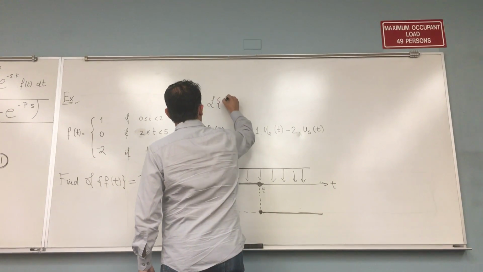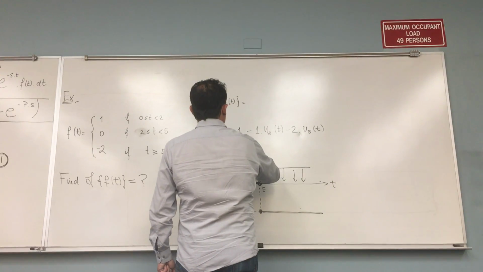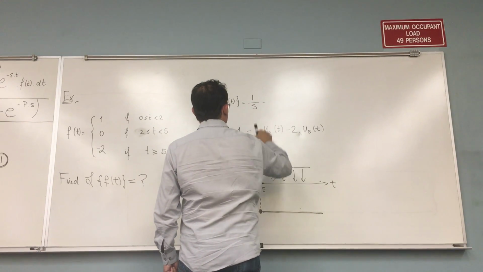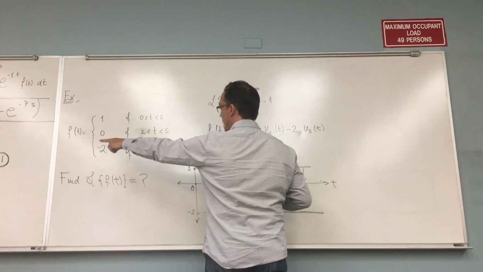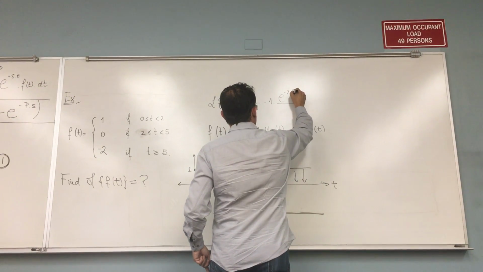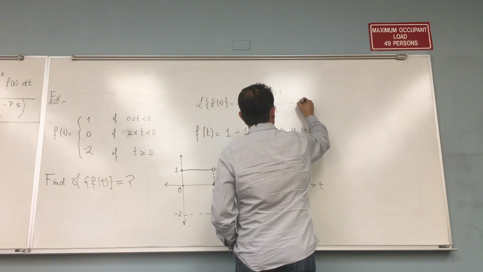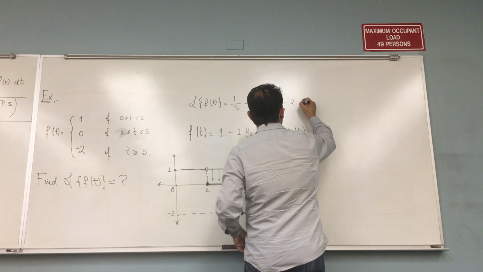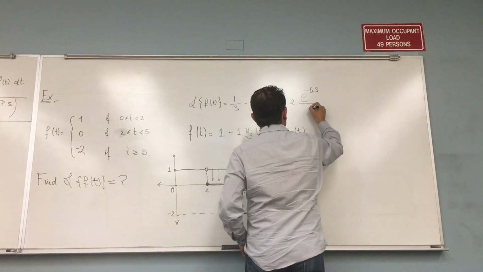Let's take the Laplace transform here. What's the Laplace transform of 1? So that's the first. Minus 1 times the Laplace transform of this. But using formula number 1, when a is equal to 2, what's that equal to? e to the negative 2s, right? Minus, next one, 2 times the Laplace transform of this. If we use number 1 again for a equal to 5, what's the Laplace transform of u5? e to the minus 5s.